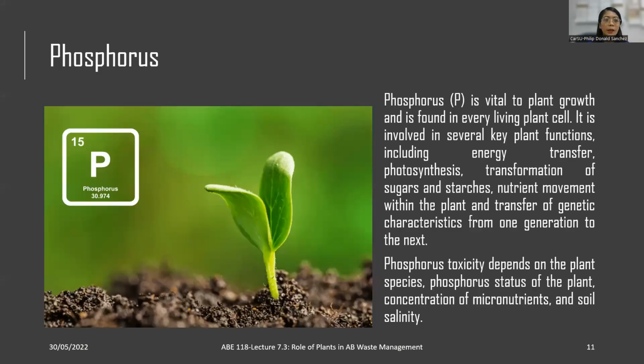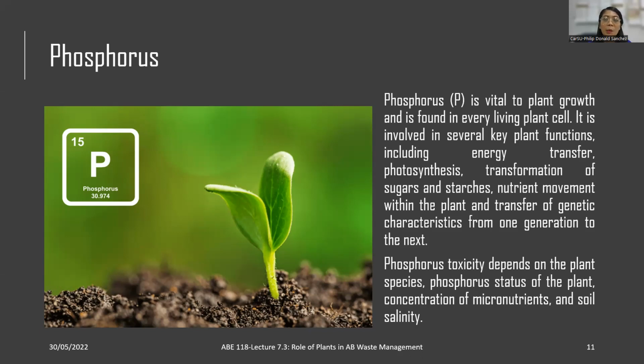Okay, so we have phosphorus. Phosphorus is vital to plant growth and is found in every living plant cell. It is involved in several key plant functions, including energy transfer, photosynthesis, transformation of sugar and starches, nutrient movement within the plant, and transfer of genetic characteristics from one generation to the next. Phosphorus toxicity depends on the plant species, phosphorus status of the plant, concentration of micronutrients, and soil salinity.